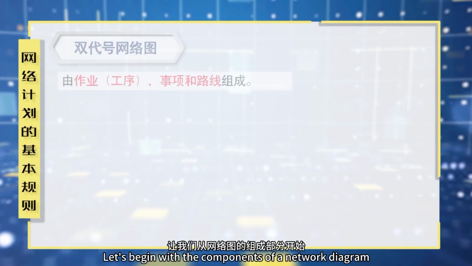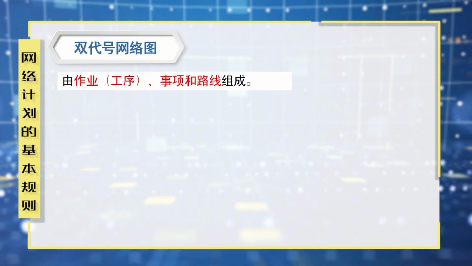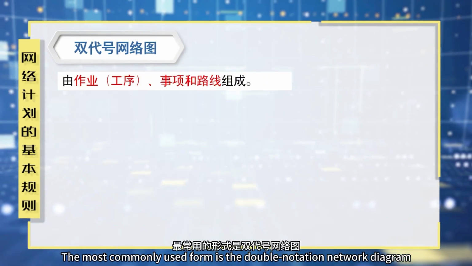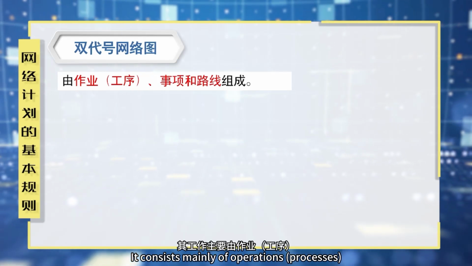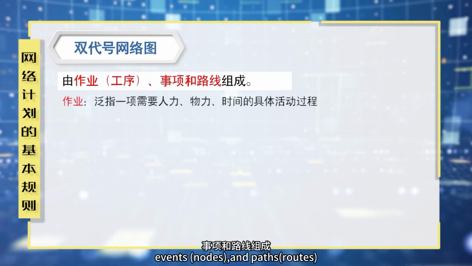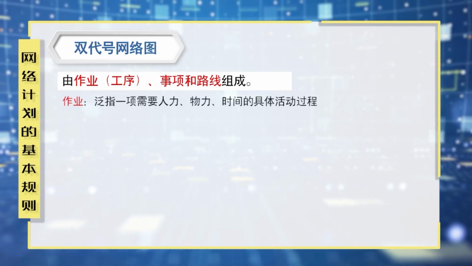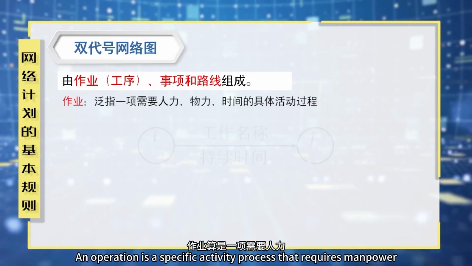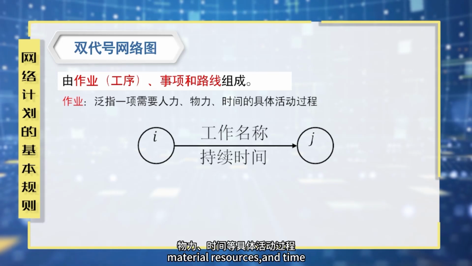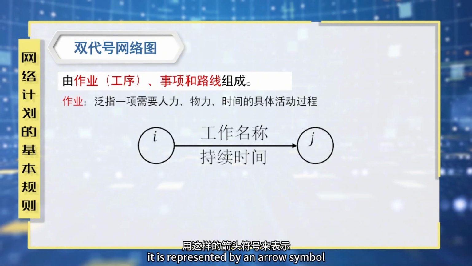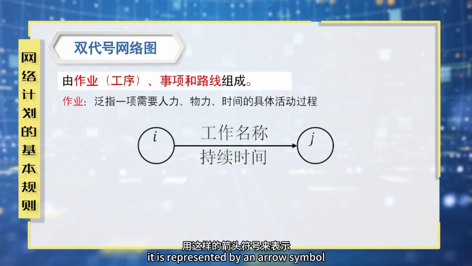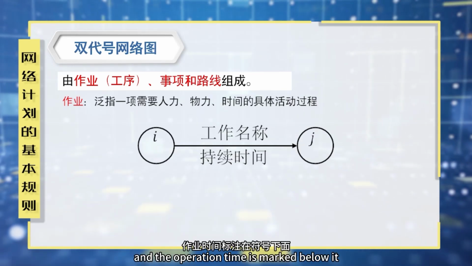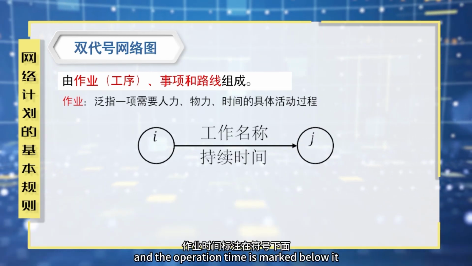Let's begin with the components of a network diagram. The most commonly used form is the double notation network diagram. It consists mainly of operations, processes, events, nodes, and paths, routes. An operation is a specific activity process that requires manpower, material resources, and time. In the diagram, it is represented by an arrow symbol. The name of the operation is placed above the arrow, and the operation time is marked below it.